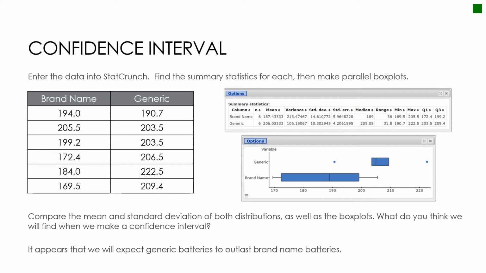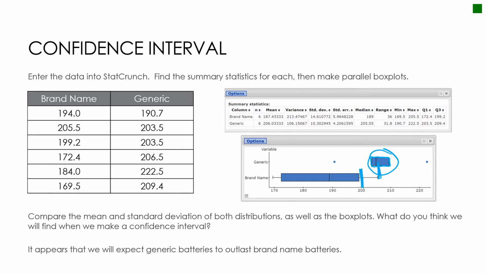Because when I did these box plots down here, even if I didn't look at the summary statistics, this is 50% of my data right here. And that's greater than the highest 75%. I mean, look at this value here. I mean, clearly, just visually, generic is doing better. Okay, so we know that just going in.